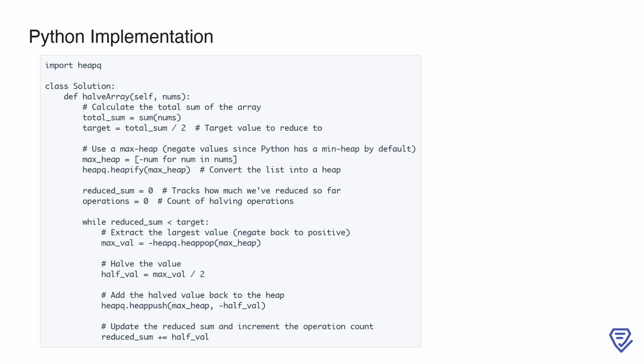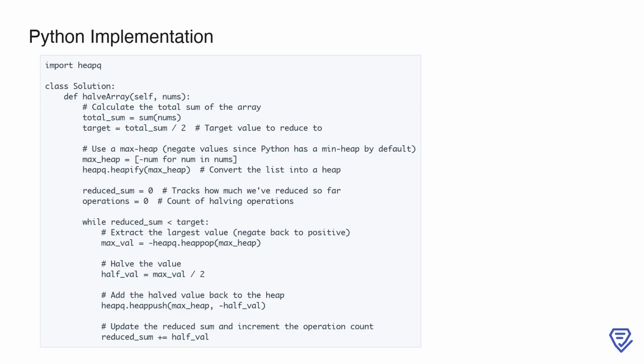To efficiently manage the largest numbers in the array, we use a max heap. However, since Python only supports min heaps by default, we negate all the values in the array to simulate a max heap. The heapq.heapify function then transforms the list into a valid heap. We initialize two variables, reduced_sum to track how much of the total sum we've reduced so far, and operations to count the number of halving operations performed.